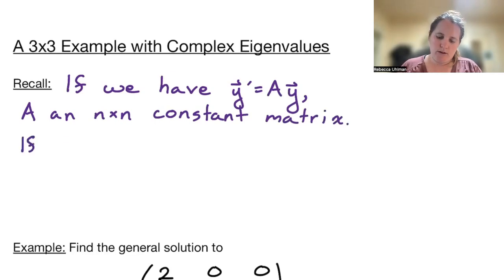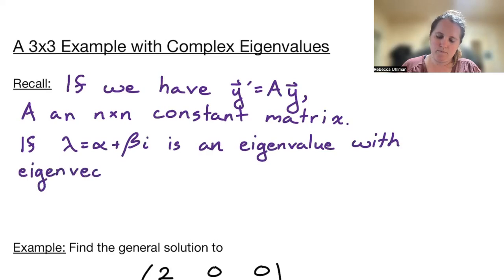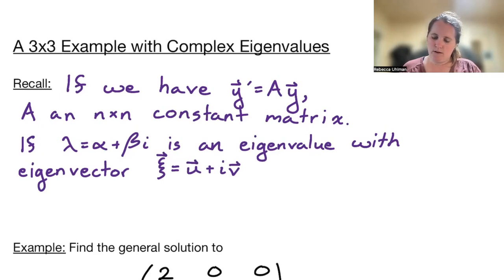If we have lambda equals alpha plus beta times i as an eigenvalue with eigenvector psi equal to u plus iv, then we get y1, which is u times cosine of beta t minus v times sine of beta t, all multiplying e to the alpha t, and y2 equaling v cosine of beta t plus u sine of beta t, e to the alpha t. Both are linearly independent solutions.